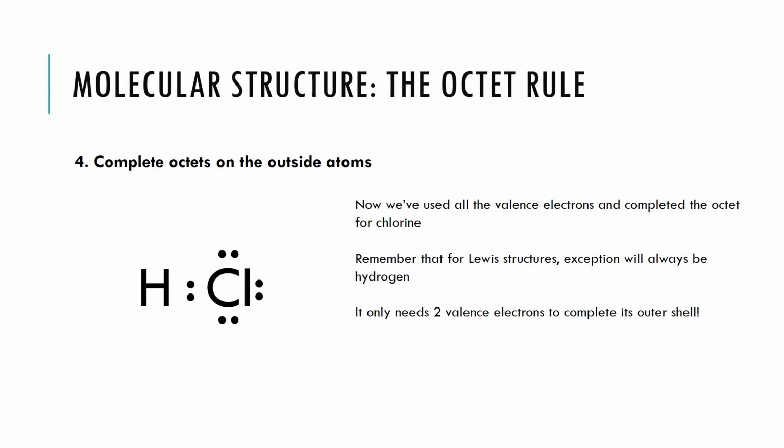The fourth step is to complete the octets on the outside atoms. So what I've done here is add the additional 6 electrons in this system around chlorine, and that completes the octet for chlorine. It now has 8 electrons. Where Lewis structures are concerned, there will always be an exception at hydrogen because it only needs 2 valence electrons to complete its s outer shell. So remember that hydrogen does not need the classic full octet.